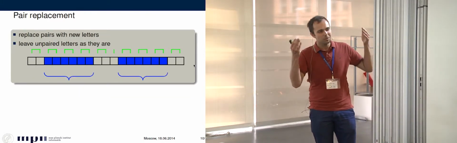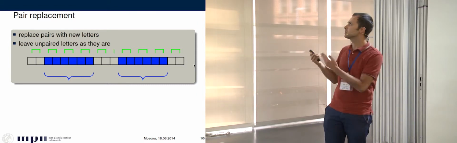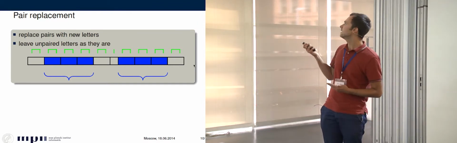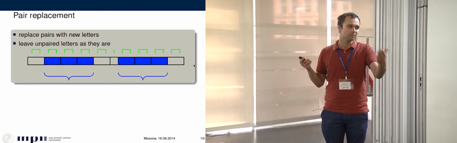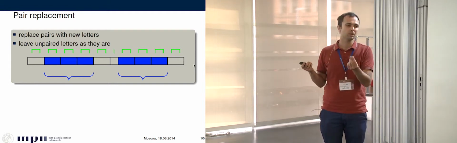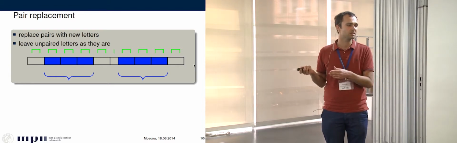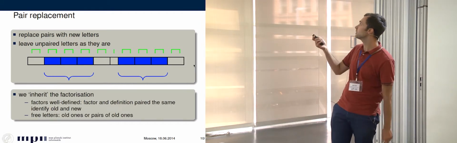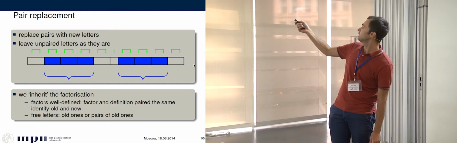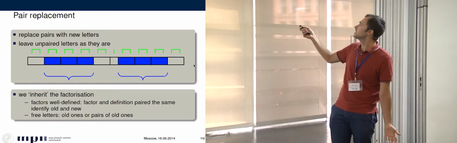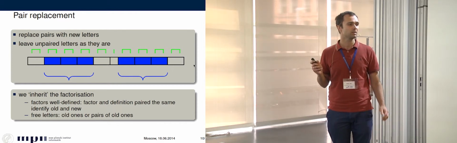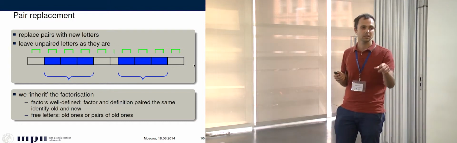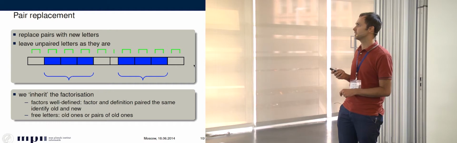The only reason why we do the pairing is to actually replace the pairs by new letters, so we do it. Letters inside pairs within factors are just replaced. Pairs of free letters are replaced by a new free letter, and if the letter is unpaired, then it's left as it was. If it was inside a factor, then it's still inside a factor. If it was a free letter, then it's still a free letter. And we can inherit the factorization. So this was a factor, and this was its definition, and now this is still a factor which has exactly the same definition. The offsets change a bit, but we can use pointers or something else to still keep track of the place in which this definition is.